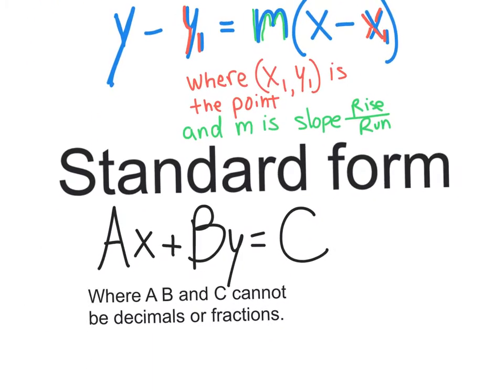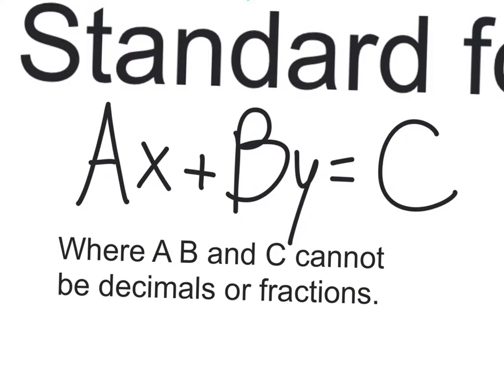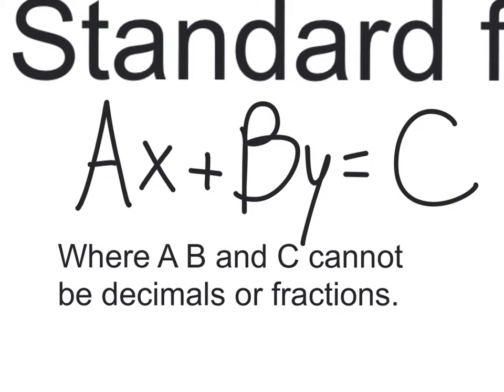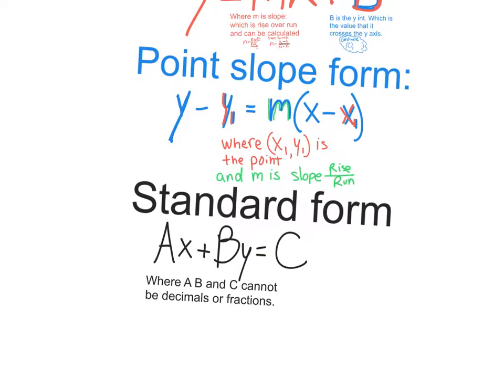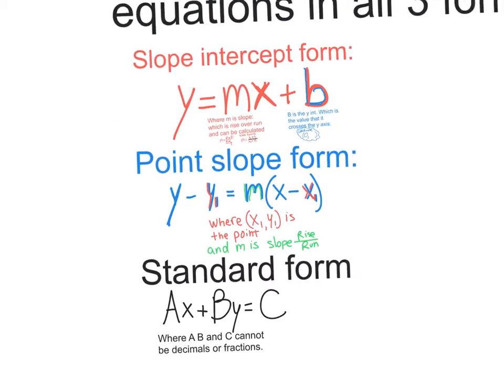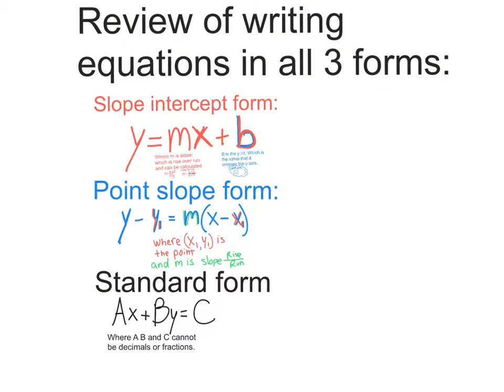And standard form, the reason why we have capital AX plus capital BY equals capital C is to remind you that A, B, and C cannot be decimals, cannot be fractions. You want nice whole numbers, or actually nice integers. They could be positive or negative. So you don't want decimals or fractions for the A, B, or C values. So I hope we have all three forms memorized. I hope we're comfortable with them. Let's move on to some practice.